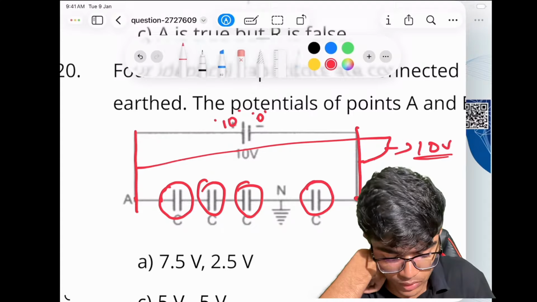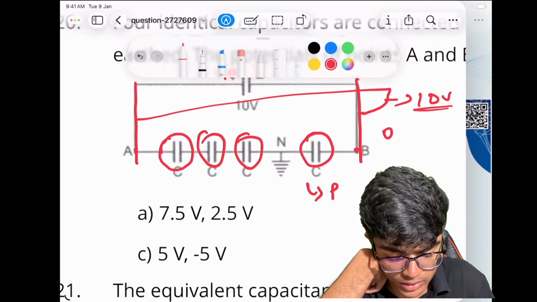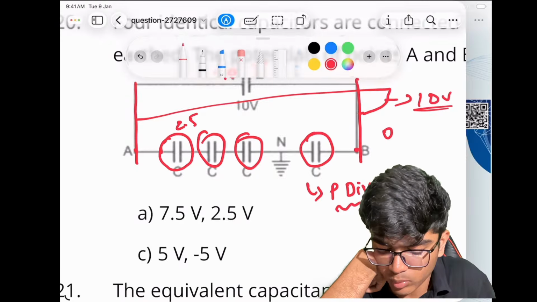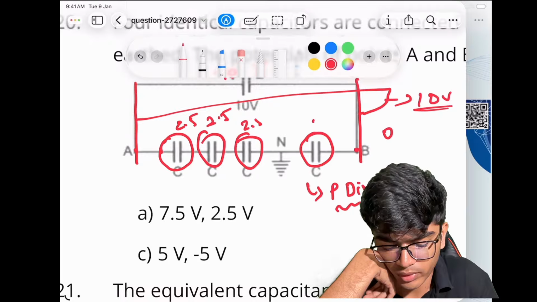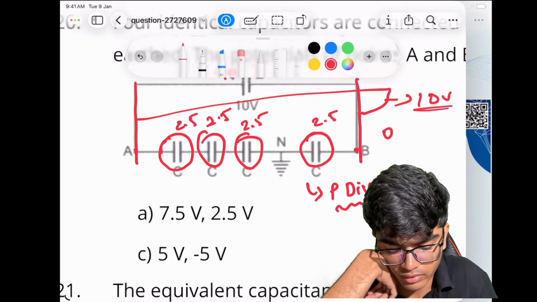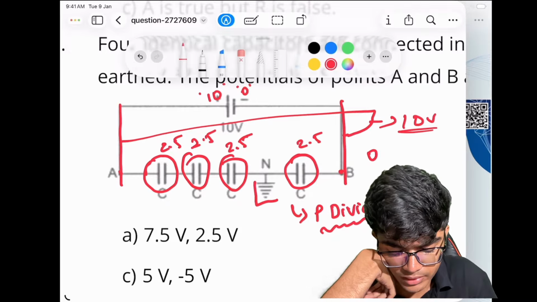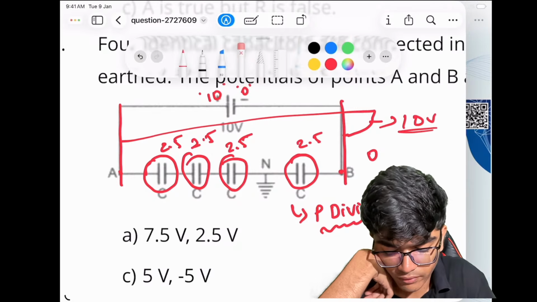Okay, the capacitors are in series. So will the potential divide? If the potential divides, here it will have 2.5. Across this one there will be 2.5, across this one 2.5, across this one 2.5. Nice. But if you look here, this is grounding. Only this portion they have grounded.